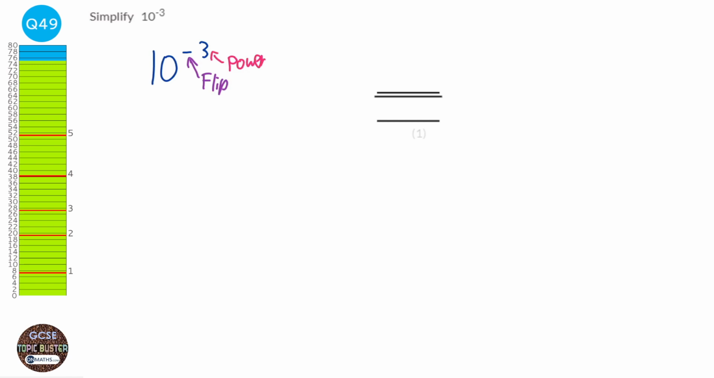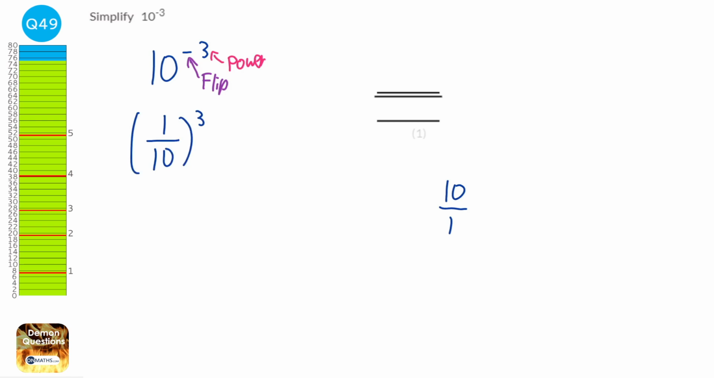Well, if you think about the number 10, if you had to write that as a fraction, you would write it as 10 over 1. And so to find the reciprocal of it, we're just going to flip that fraction. So this will now become 1 over 10. We haven't dealt with that cube yet. So we're going to cube top and bottom with that fraction. Well, it's not going to do anything to the top because 1 cubed is just 1. But the bottom will turn into 1,000. So it's going to be 1 over 1,000.